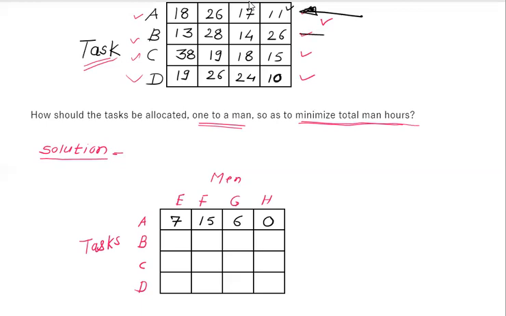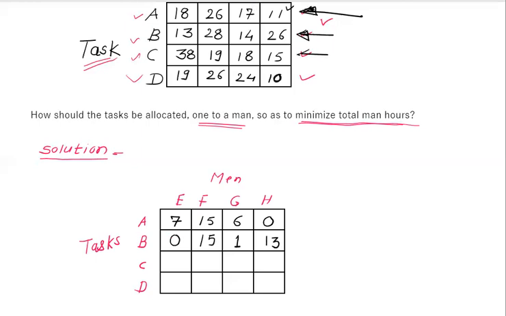Then the second row. These are the elements: 13, 28, 14, 26. The smallest number is 13. Subtract 13 from all the entries in the second row. So we get 13 minus 13, 0. 28 minus 13 is 15. Then 14 minus 13 is 1. 26 minus 13 is 13.